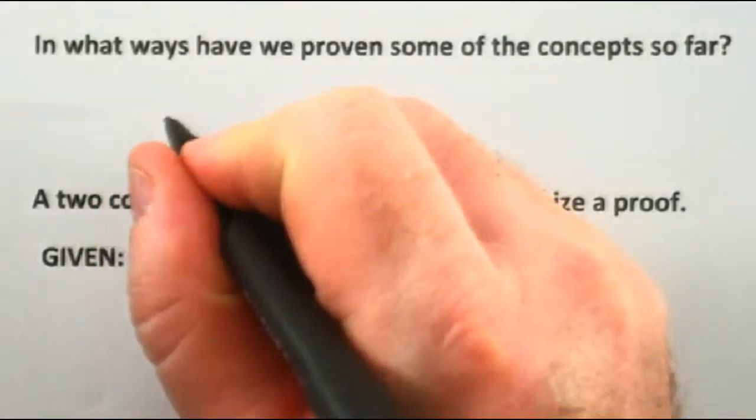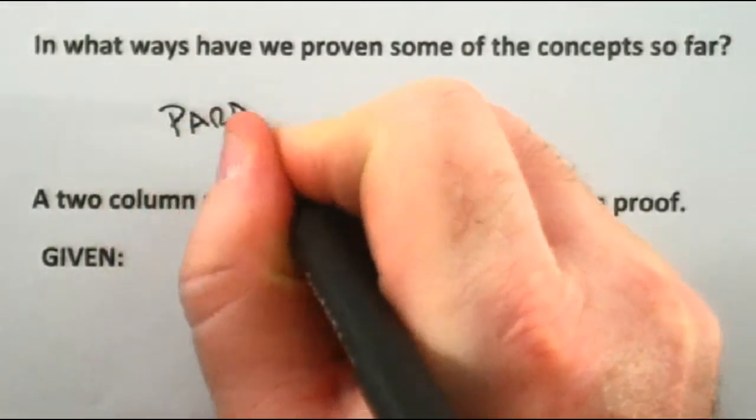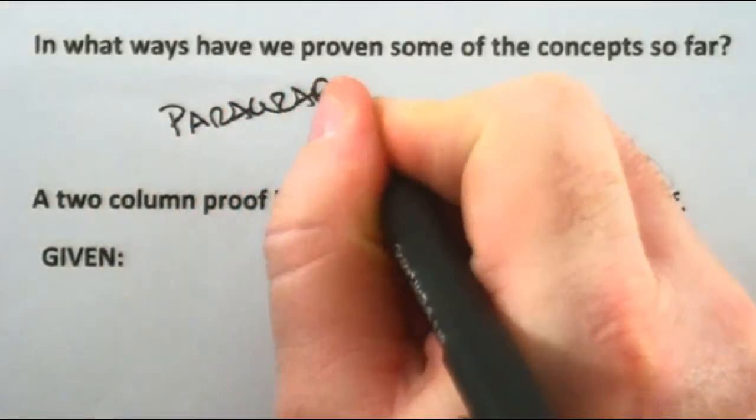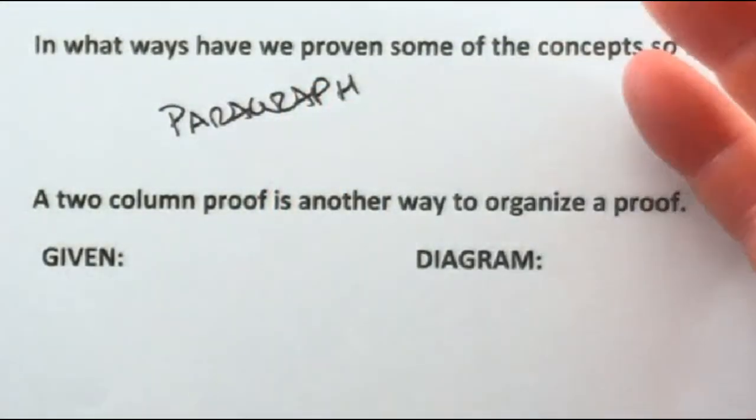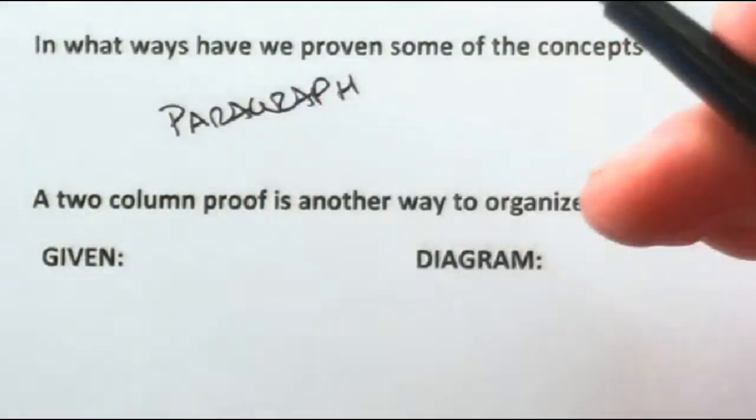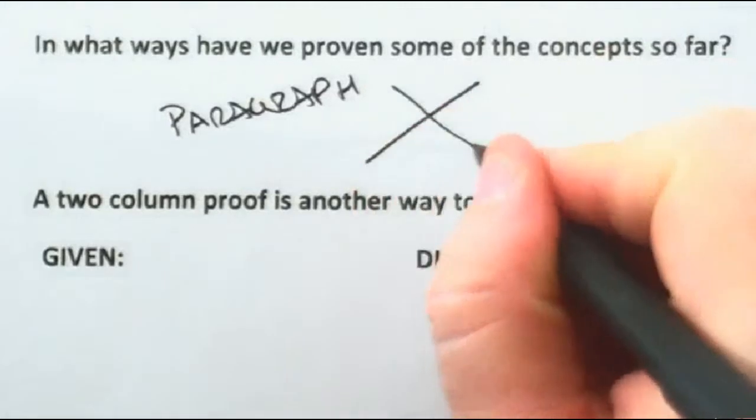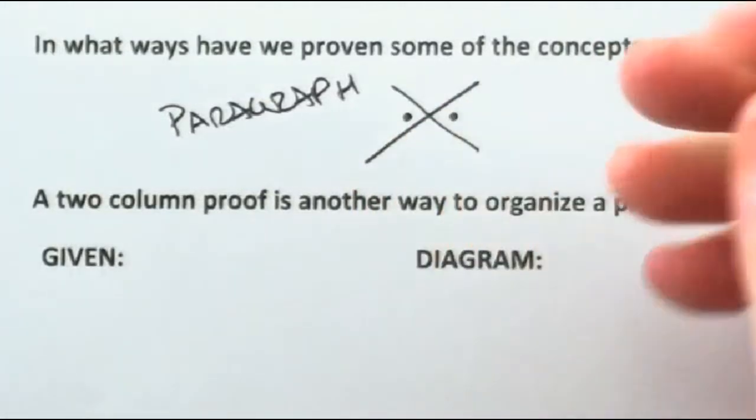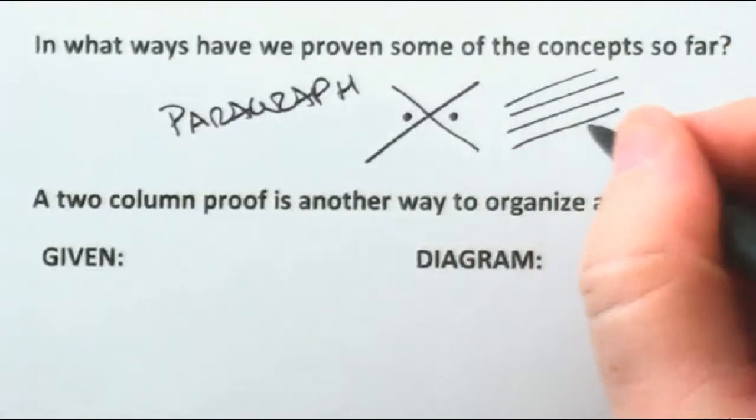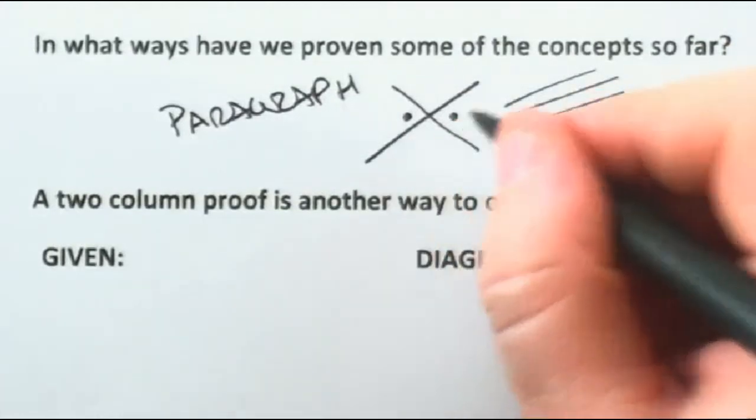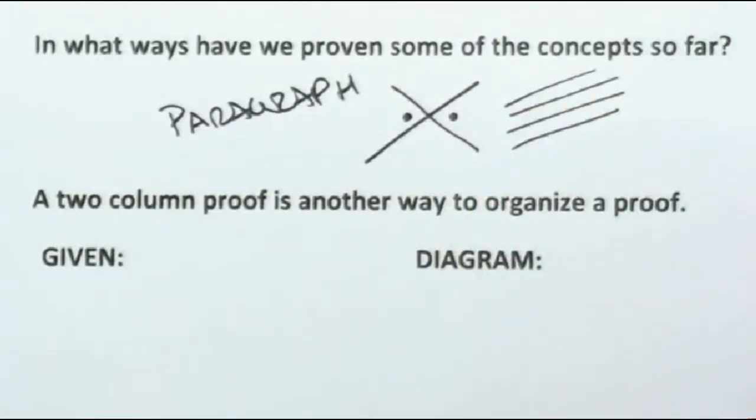Well, we kind of did what I would call a paragraph proof. That was like when we established the exterior angle theorem, or when we proved that vertical angles were equal. We basically described a step-by-step logical methodology for why things would work that way.